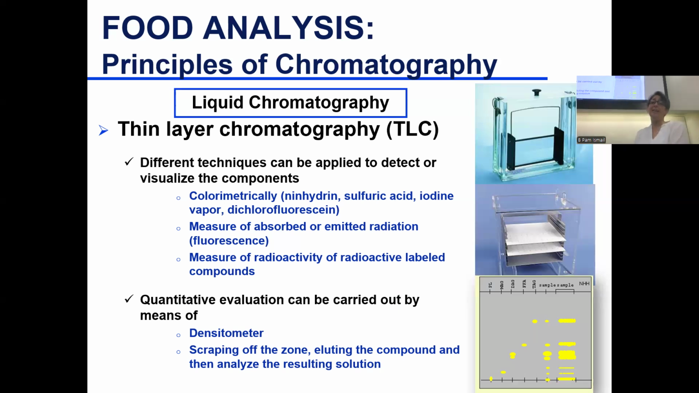You can quantitate, so you can measure the density of each of these spots and relate that to concentration. So you would have to run a standard curve in order to do so, or you can take that spot, scrape it off, elute it, and quantify it with chromatography.